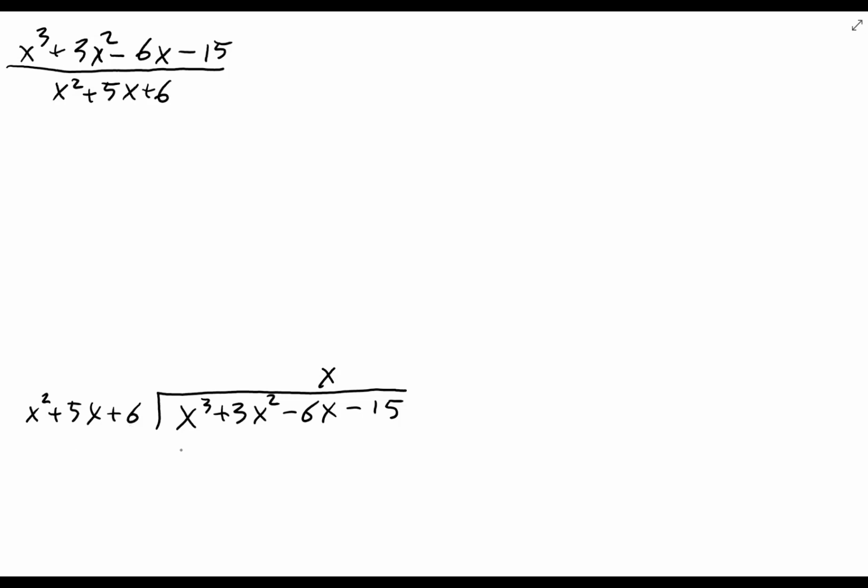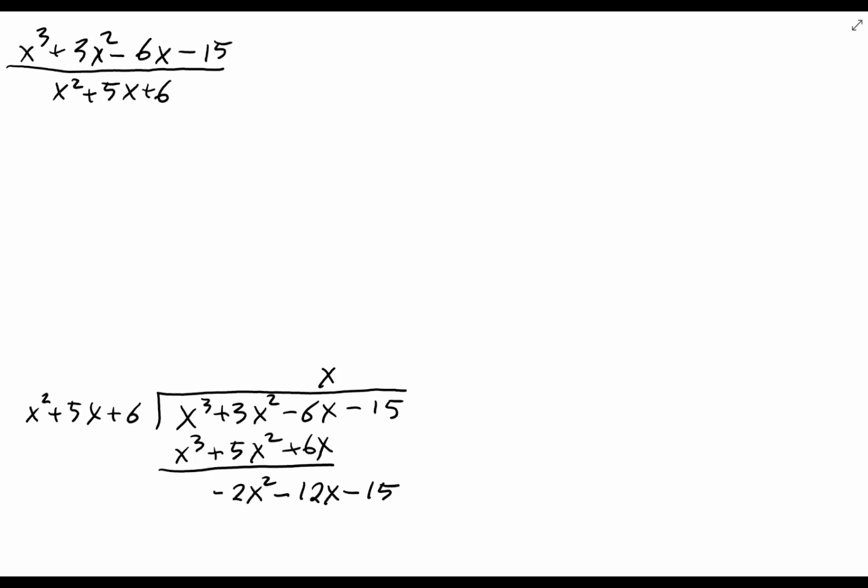And let's see, I get x cubed plus 5x squared plus 6x. And then we subtract. The x cubed minus x cubed is 0. 3x squared minus 5x squared is a negative 2x squared. Negative 6x minus 6x is minus 12x. And we bring down the minus 15.